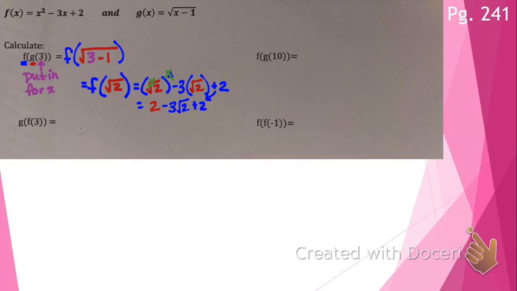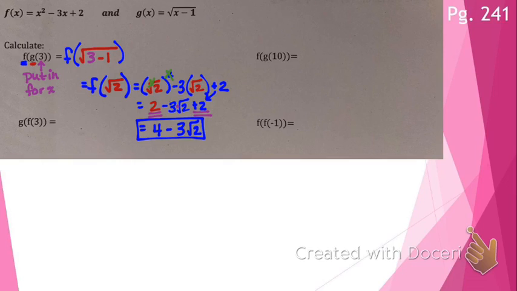Can I do anything else to simplify this? I can't do the 2 minus 3 because it's being multiplied. But I can do 2 plus 2. What's 2 plus 2? 4 minus 3 square root of 2. That's as much as I can do with it.